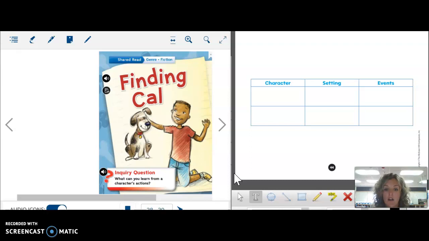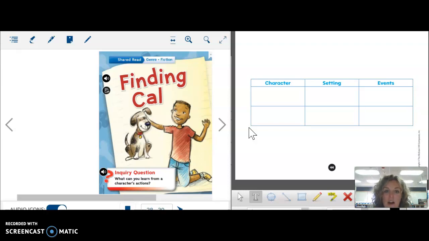So in our shared read this week, Finding Cal, we are going to go through and fill out our graphic organizer. So, what I would like you to do, just like last week, is go grab a piece of paper and a pencil. So, pause this video and go grab a piece of paper and a pencil, and I want you to draw this graphic organizer just like last week on your paper.